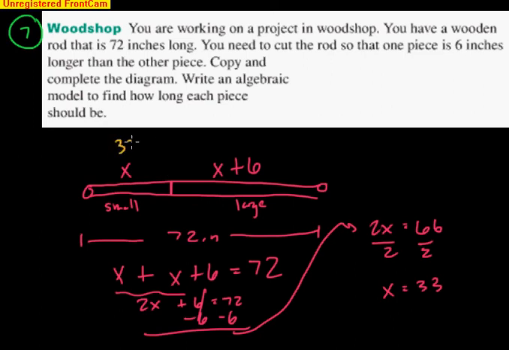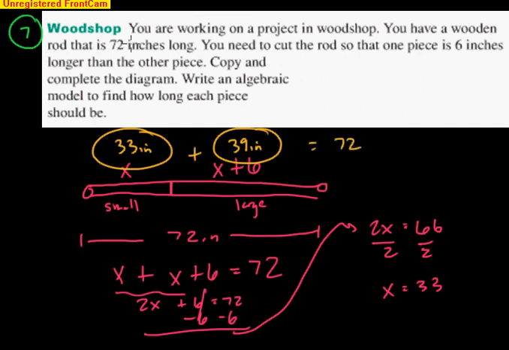So back on my picture, x is 33. There's one piece. The other one is 6 inches longer than that. Add 6 to 33. You get 39. And math is magical, because guess what 33 and 39 is? 72, the length of your original piece. So it all makes sense. So we need to draw a picture, let one length be x, and then go from there.